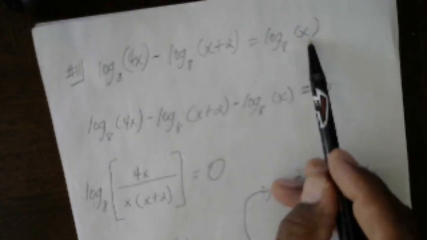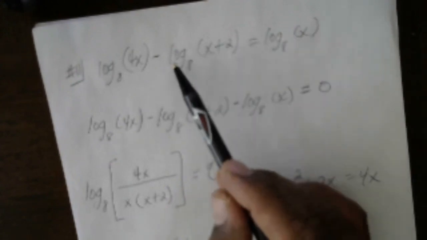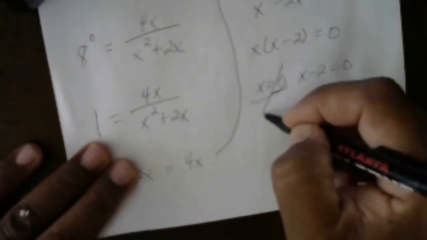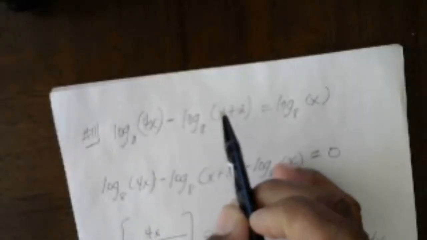So notice if I go back to my original problem and check, could I use 0? Well, I would have a 0 here, so I can't use 0 as a solution. However, I could use 2, because if I use 2, it makes all of my arguments positive. So my solution here is 2.